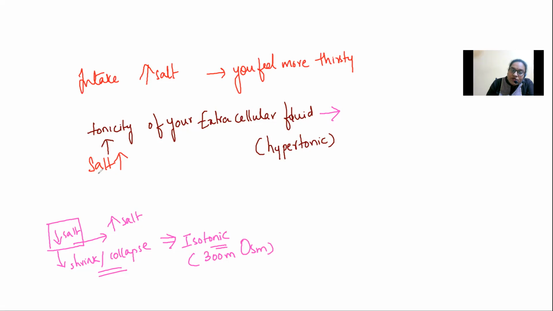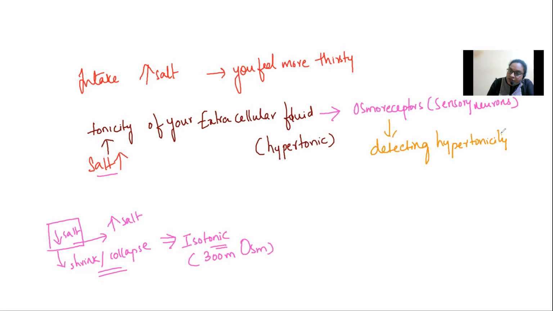Since you have increased your salt intake, the tonicity is increasing. So now the osmoreceptors, which are also sensory neurons, are detecting the hypertonicity of your extracellular fluid.